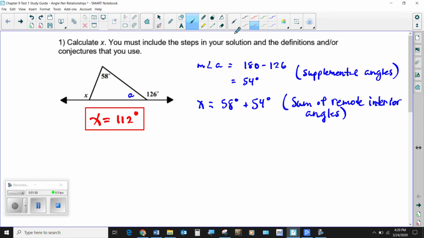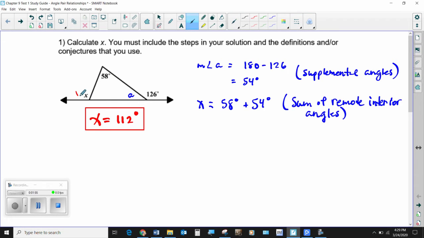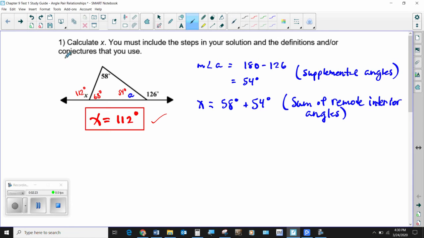Let's see if we can verify that this is indeed 112. If this is 112 degrees, that means that this has to be 68 degrees, because the two of them have to add up to 180. And we said that this one had to be 54 degrees. So I bet if I add 58, 54, and 68, that's going to add up to 180. Let's see. 58 plus 54 plus 68 is 180 degrees. We got it. So we feel good about declaring that as our answer.